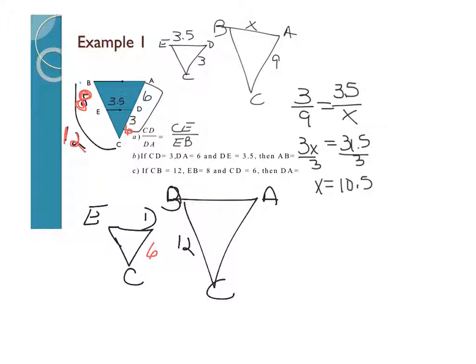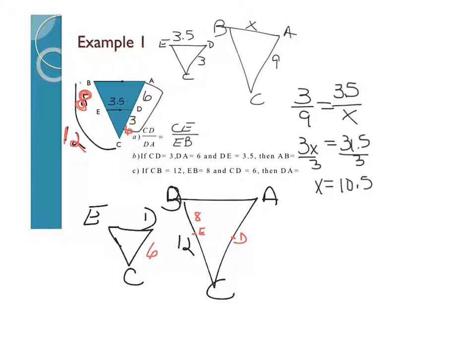Okay, so what can we do here? What would be the proportion to find DA? Did I do something wrong here? Let's see. I need to show like maybe the breaks here. So this is D, and then right here is E. And I know from here to here is 8.